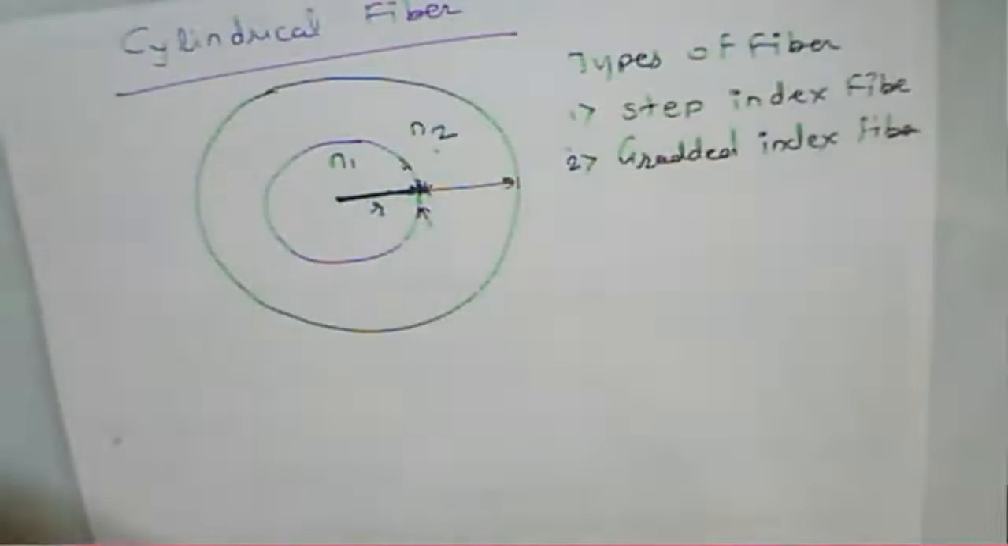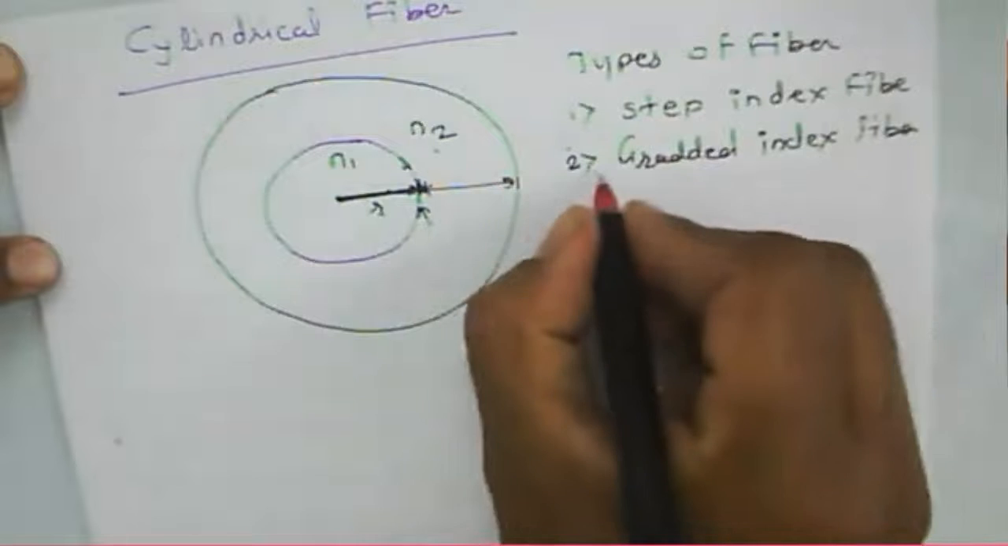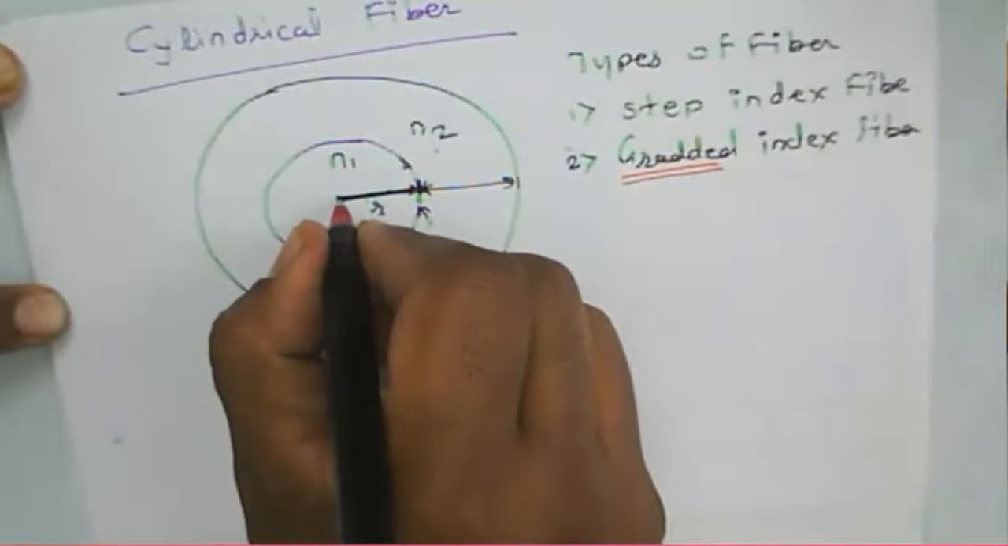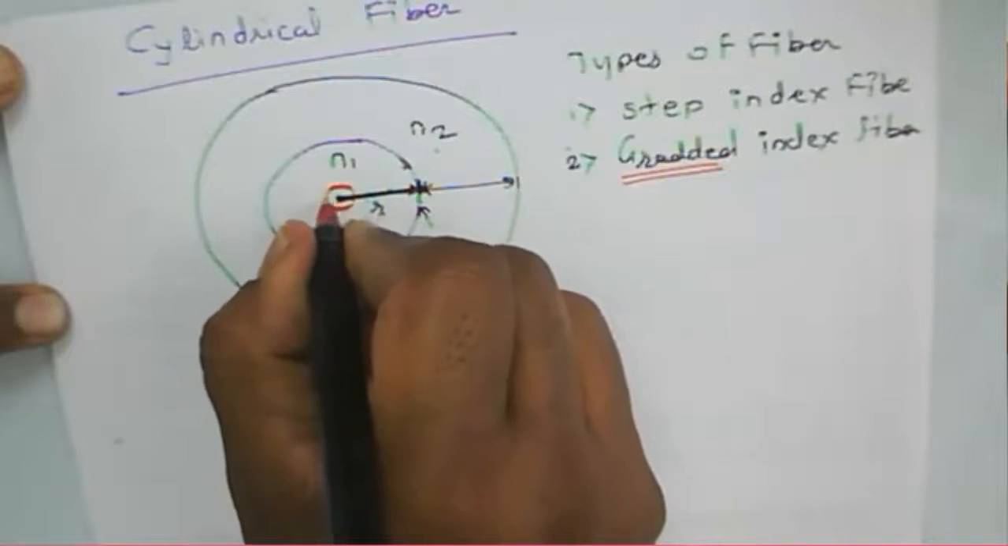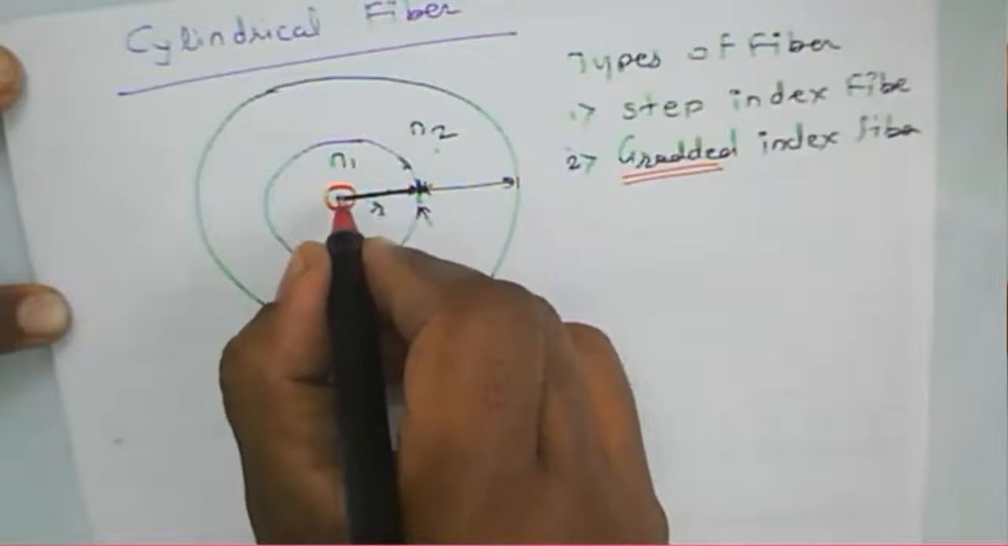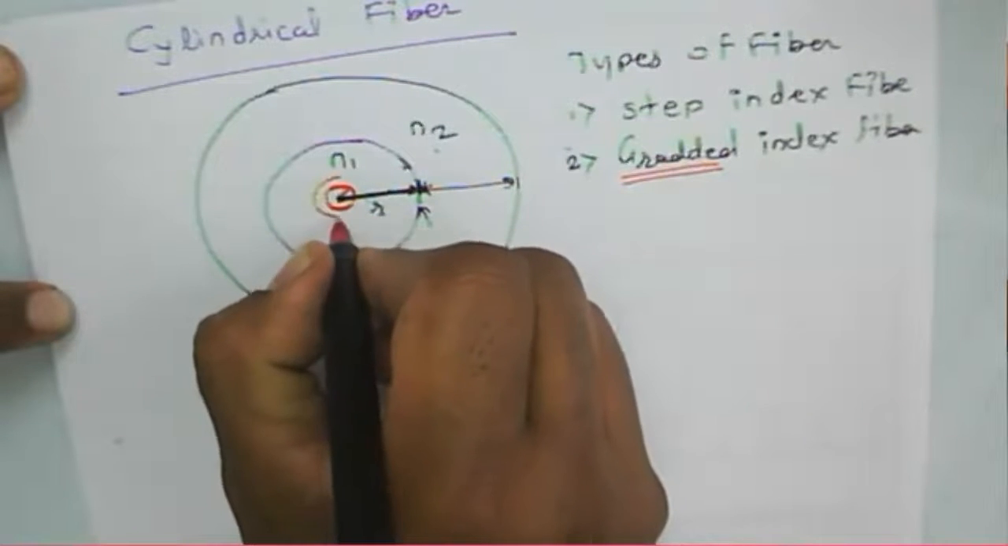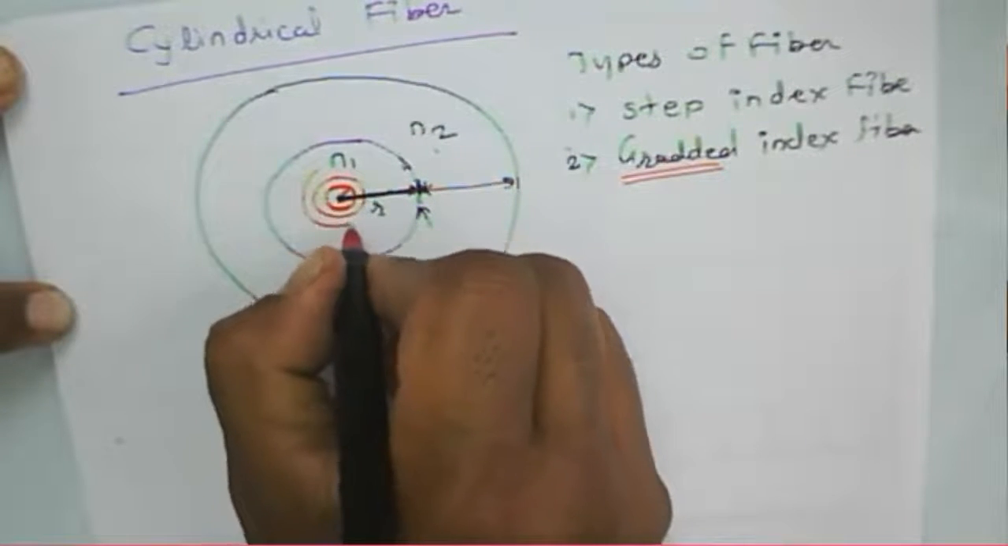And if I draw the same fiber again, in the case of a graded index fiber, what happens? This is the radius. In this particular radius, for this small r, the core index is not constant. It changes gradually.